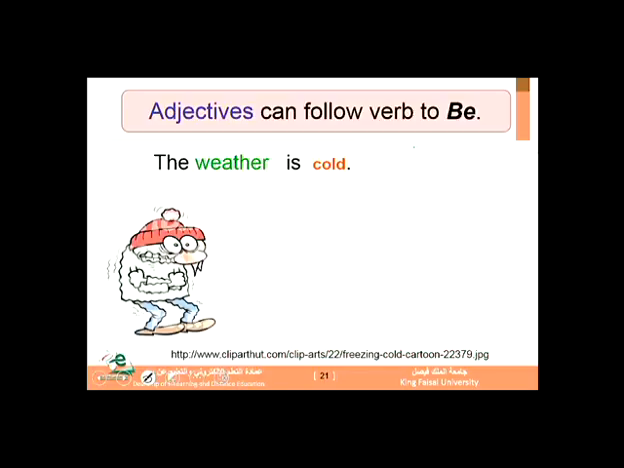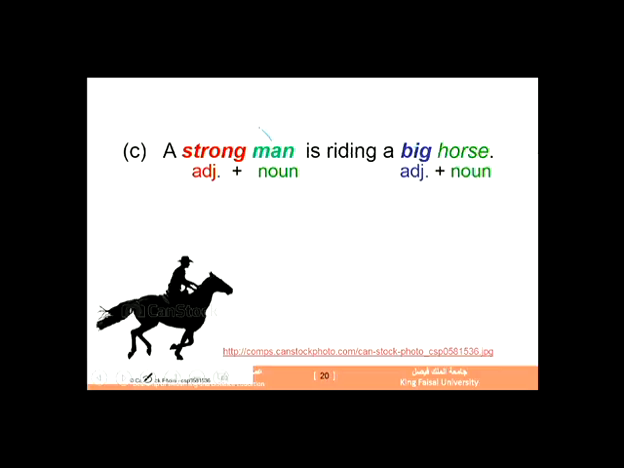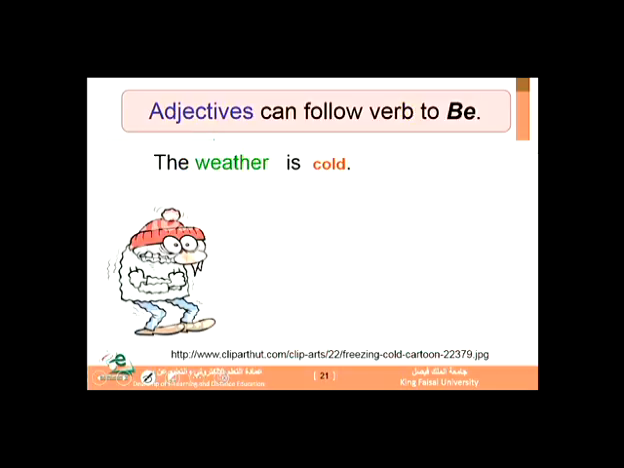Adjective can follow verb to be. Now, if we compare what we have been saying in the previous examples, the adjective comes before the noun, in front of the noun. This happens when we have a noun preceded by an adjective coming in front of the noun. Now, when we have a sentence that is using verb to be, the adjective can come after the noun.